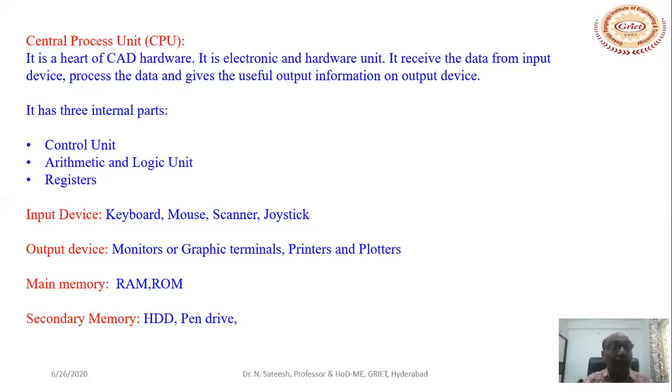Coming to the second hardware component of your CAD system, the input device. The input device receives the data and passes it to the control unit. The devices used are keyboard, mouse, scanner, and joystick. As everybody knows, the keyboard has 106 keys available on your desktop system as well as your laptop system. It has alphanumeric codes.